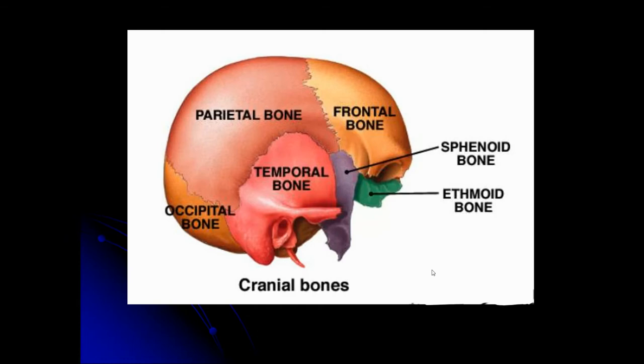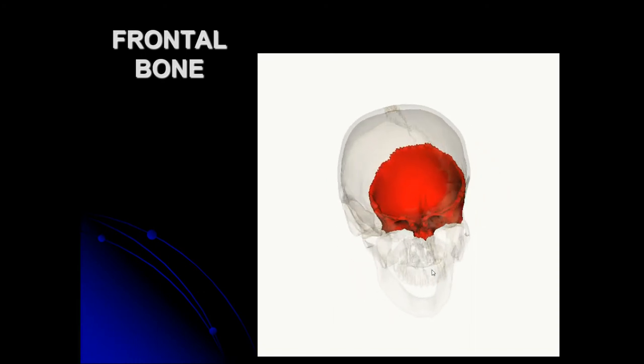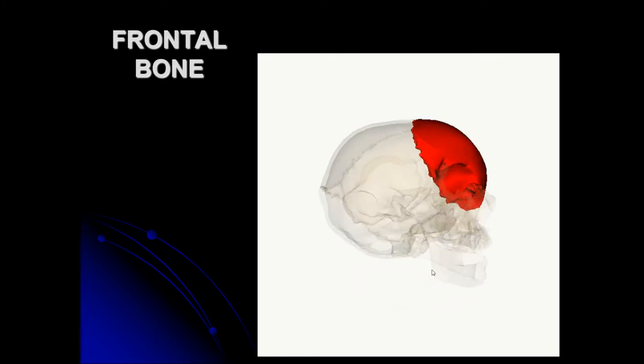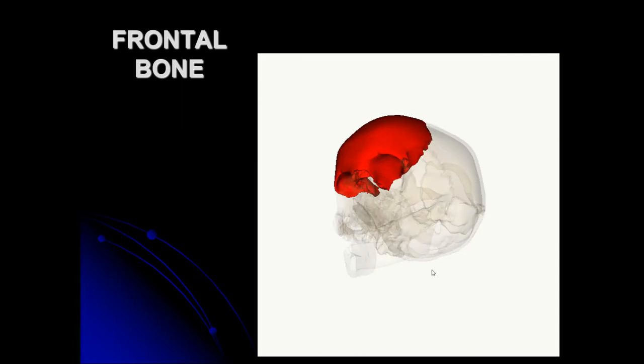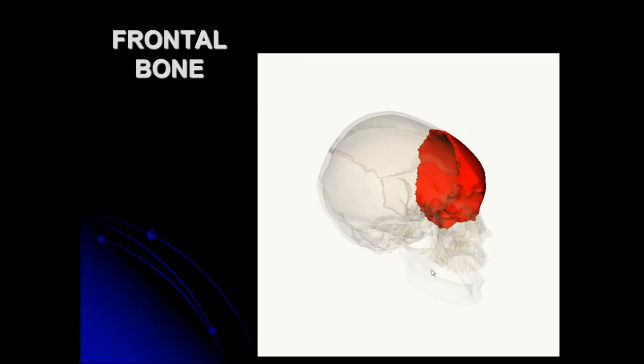And so remember, when you look at the cranial bones, here they are. Some bones are paired, some bones are single, but if you count them, remember there's a total of 8 cranial bones. And the first bone we're going to look at is this one. This is called the frontal bone. The frontal bone forms your forehead. It also forms the tops of your eye orbits or eye sockets.